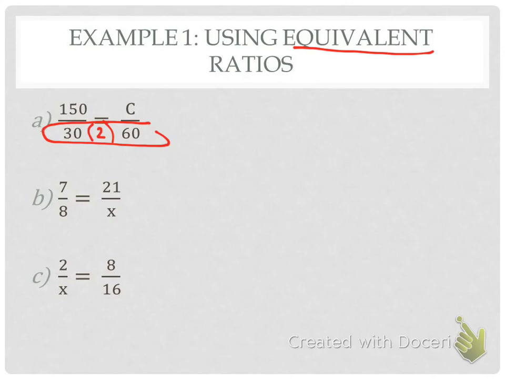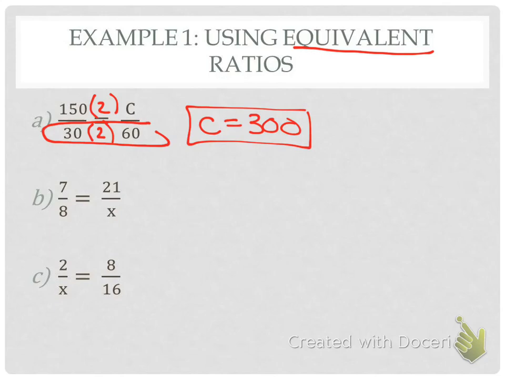Okay? Now, if it's the missing link on the bottom part of the ratio, it's also going to be the missing link on the top part of the ratio. All right? So if 30 times 2 is 60, what's 150 times 2? 300. So my answer is C equals 300. And I box it in. Okay? So finding the missing link and then multiplying or dividing, depending on which way you're going, top and bottom by that number.